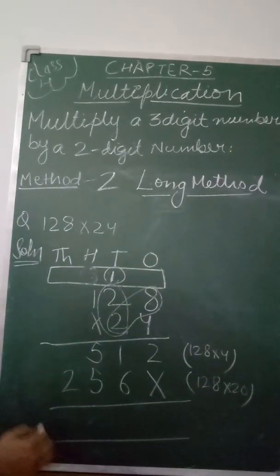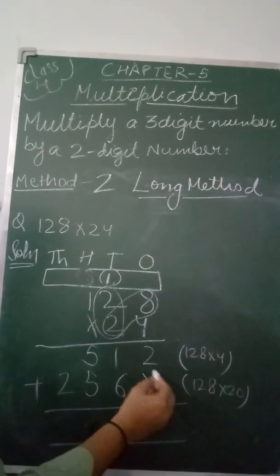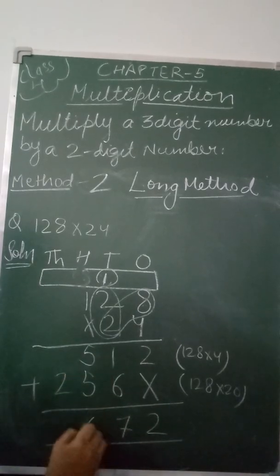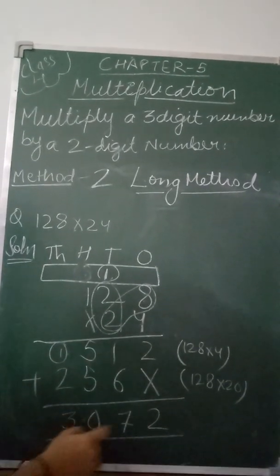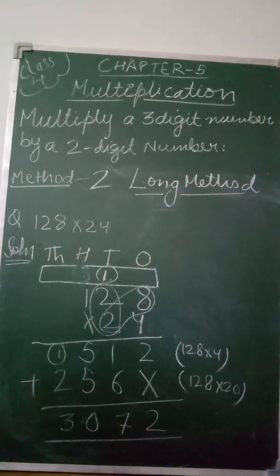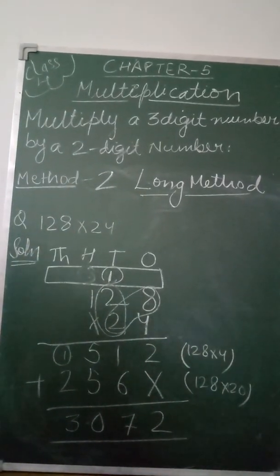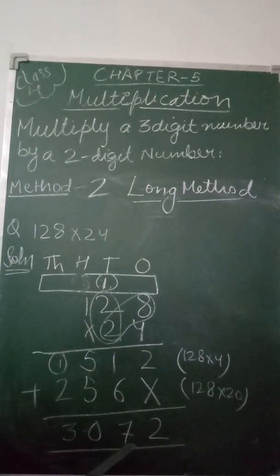Now we have to add these numbers. This is 0, so 2 plus 0 is again 2, 6 plus 1, 5 plus 5 is 10, plus 1 carry, you can write like this, and then 3, 3072. In both the cases we have used two methods to multiply the same numbers. The digits are the same, 128 multiplied by 24. In both the methods we have used two different methods, but the answer remains the same, that is 3072.